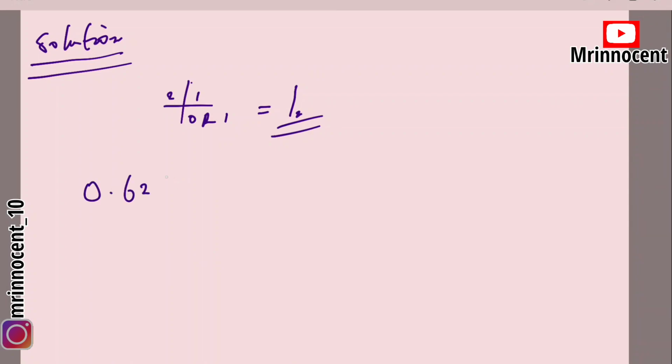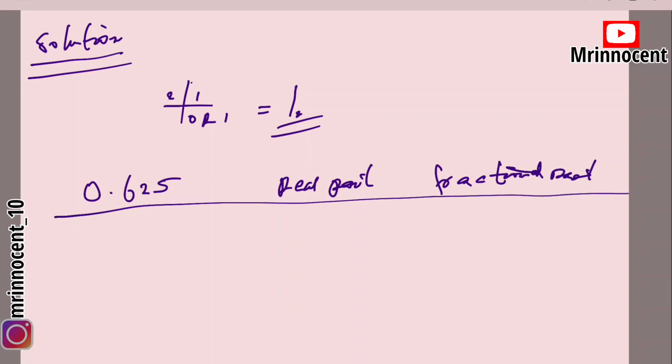Now 0.625. We have a real part and a fractional part. 0.625 multiplied by 2 is 1.25.